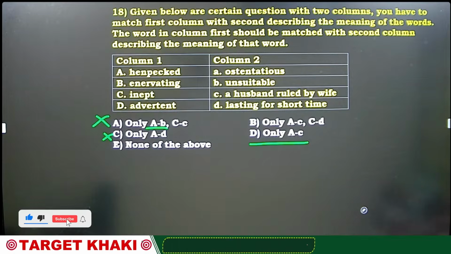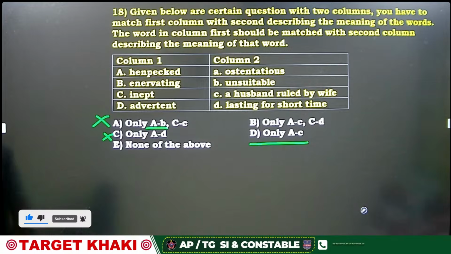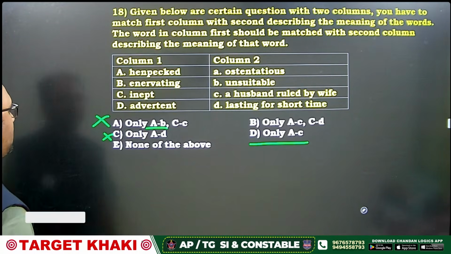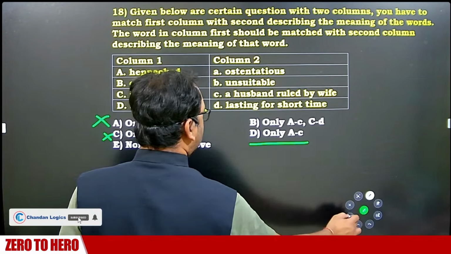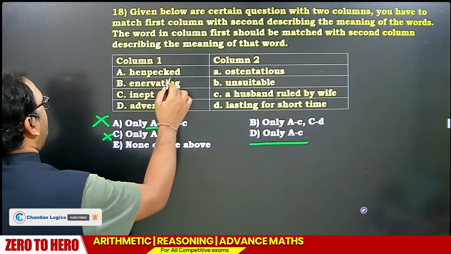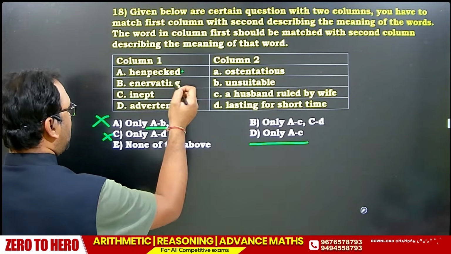It is a one word substitute. Henpecked husband is a husband who is controlled by his wife. But for your knowledge, I will explain the other meanings also. Like for example, henpecked husband: controlled by his wife.